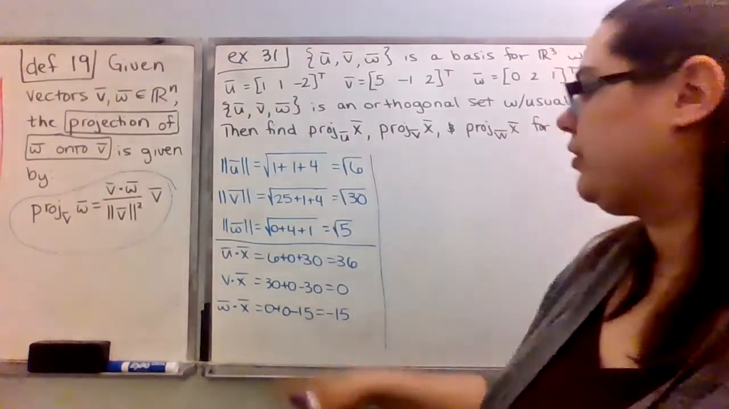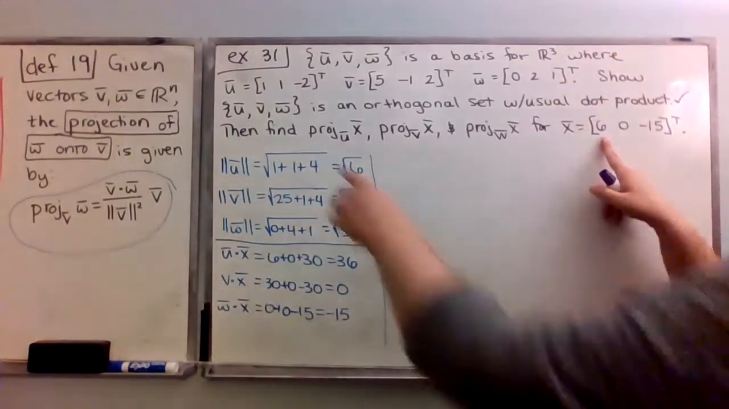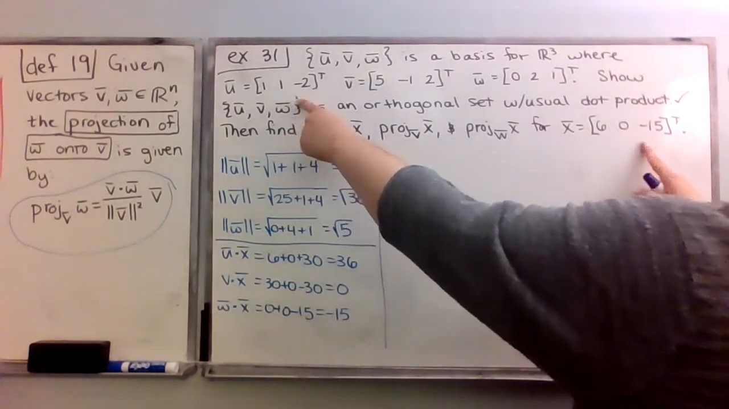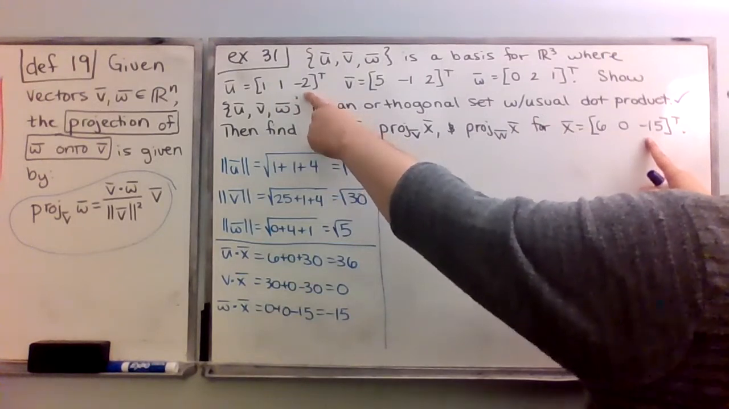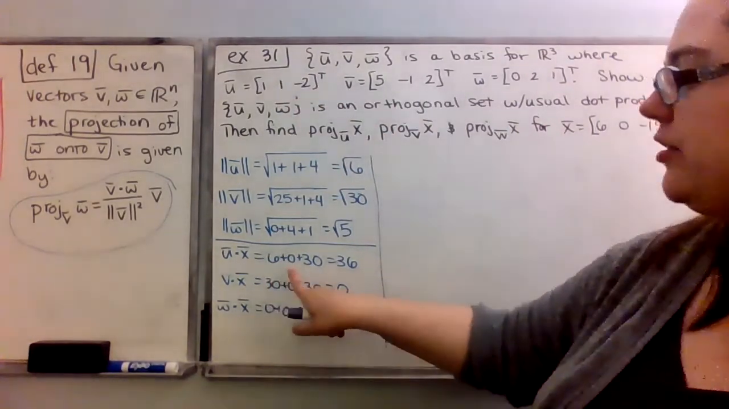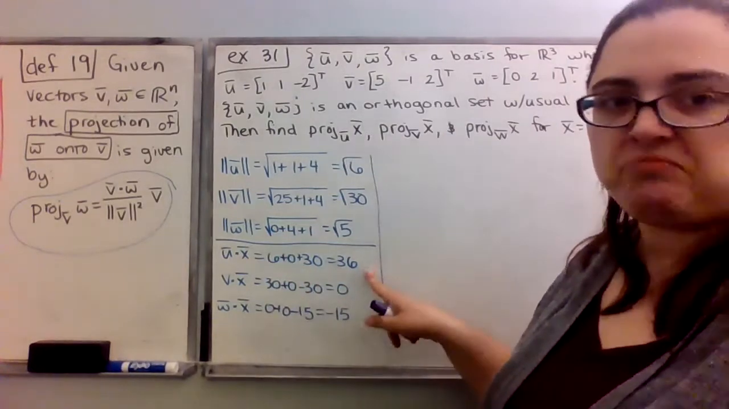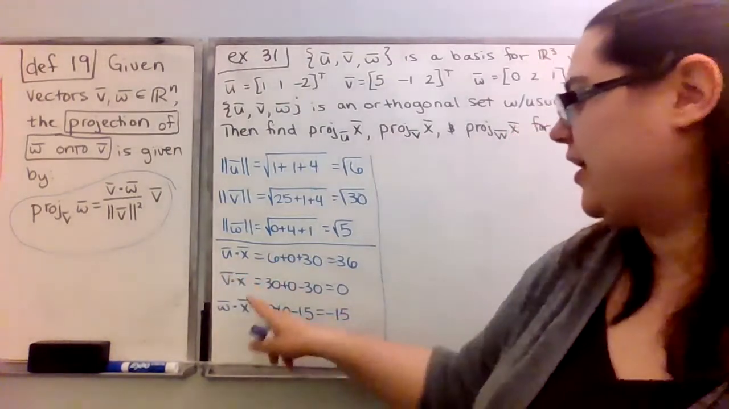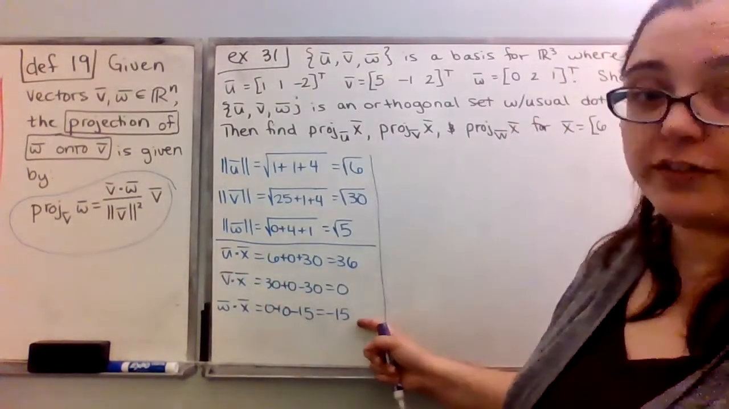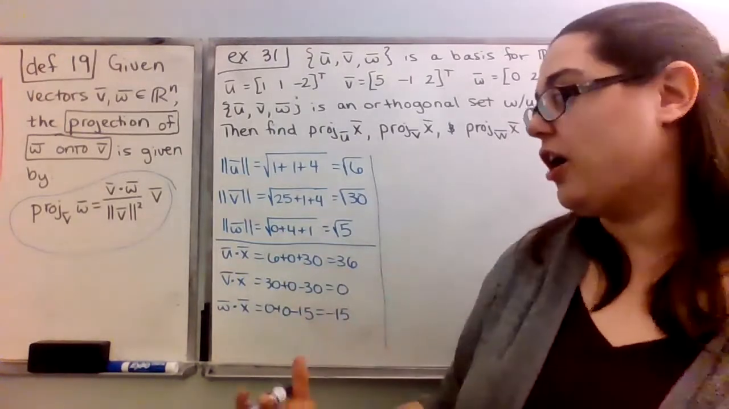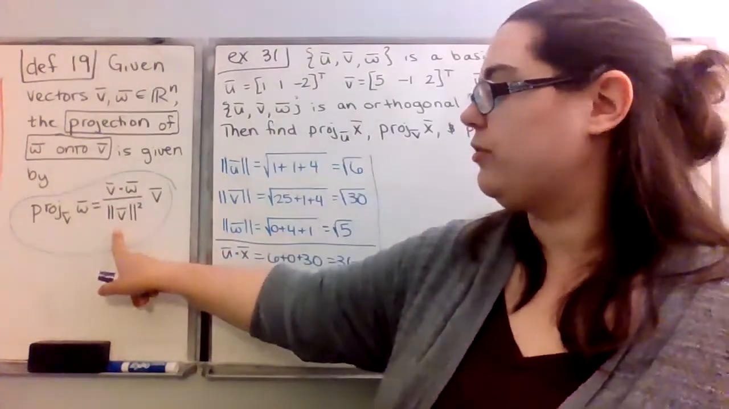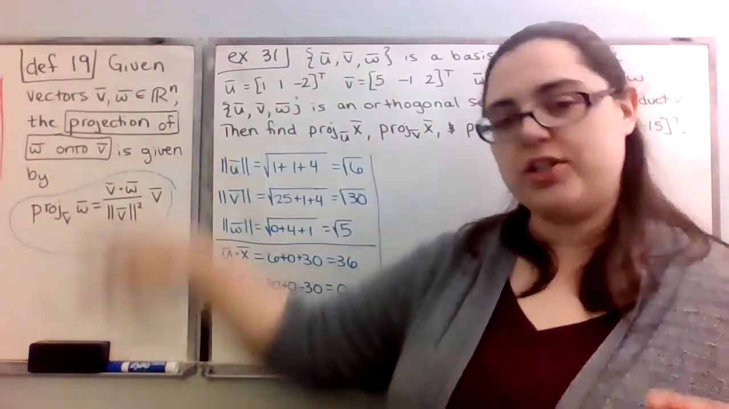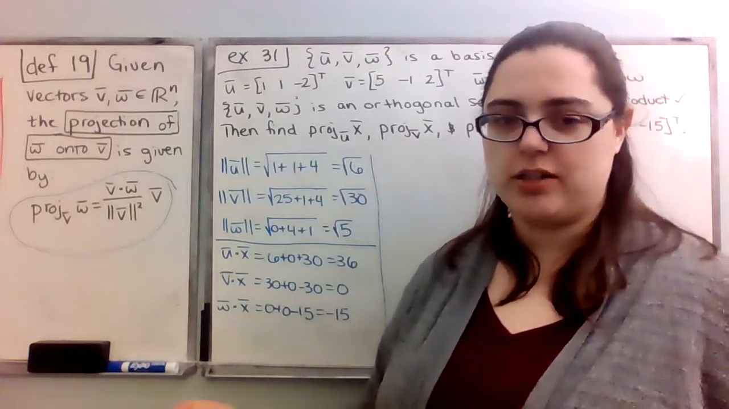Then for u dot x, I did 6 times 1, which is 6, plus 0 times 1, which is 0, plus -2 times -15, which is 30. So it's my 6, 0, and 30. And from that I got 36. And then I repeated that process for v and w, and got 0 and -15. So these are our components. We have our dot product and we have our norm. So now we just have to throw in the vector we're projecting onto and put our relationships in properly, and we can find these projections.